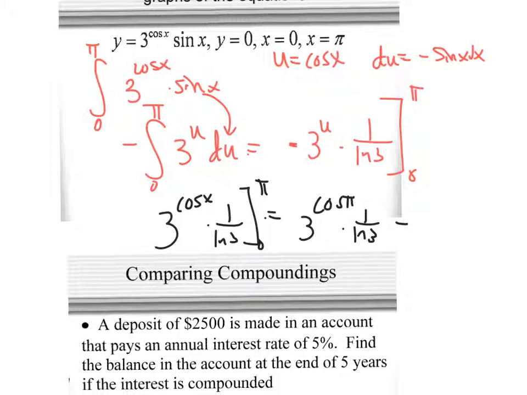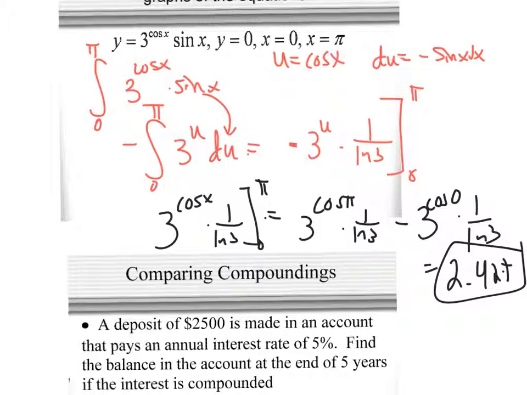And then you want to plug in the 0, so 3 to the cosine of 0 times 1 over ln of 3. Okay, so then you plug that into your graphing calculator, and you should get about 2.427.